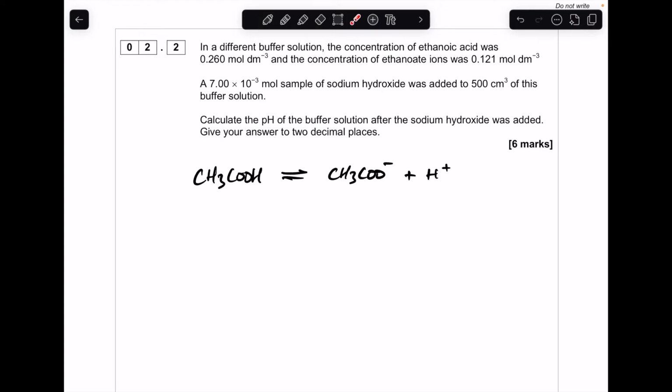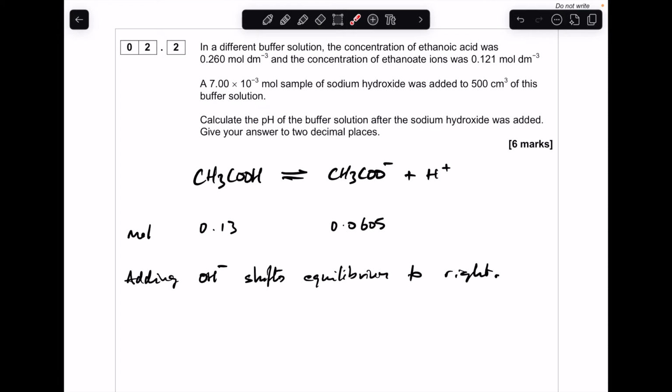Right, so the first thing I'm going to do is convert these concentrations into moles. All I did there was concentration times this volume, but remember that's got to be in decimeters cubed. So for the acid it was 0.26 times 0.5, so we get 0.13. Likewise, 0.121 times 0.5 gets you 0.0605.